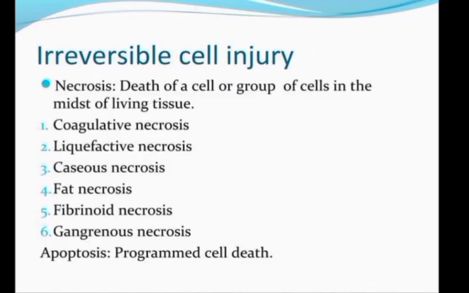And then, pathogenesis of ischemic and hypoxic cell injury. Ischemia, as we know, means reduced blood supply. But hypoxia means reduced oxygen supply in tissues. Ischemia will be more severe than hypoxia, because in this, both oxygen and nutrient supply are reduced, and it also prevents removal of the metabolic waste products.